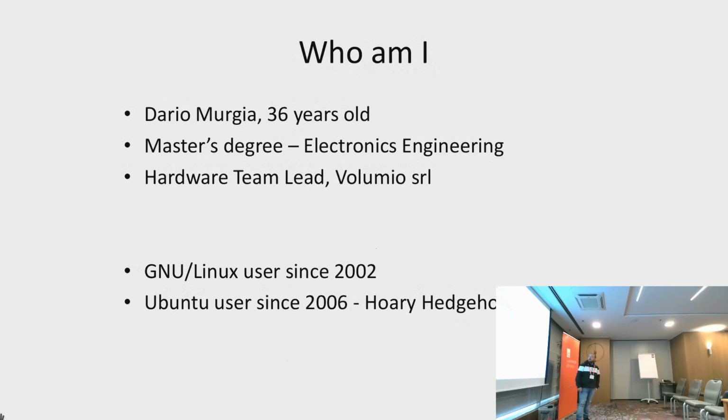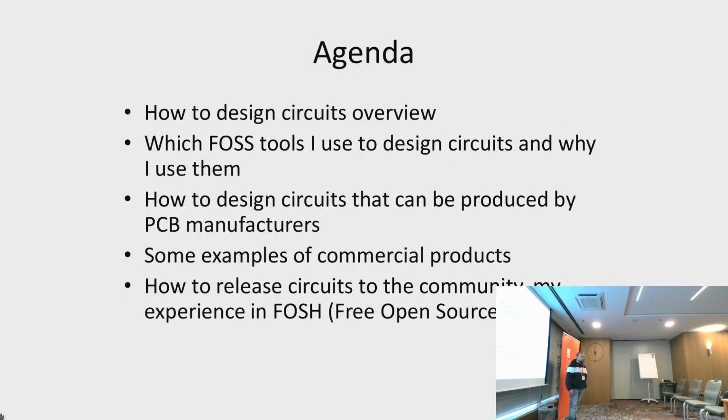Who am I? My name is Dario. I'm Italian, 36 years old. My background is not software related. I'm an electronics engineer, and currently I'm the hardware team lead for Volumio. GNU Linux user since 2002, so quite a long time ago, and proudly Ubuntu user since 2016 with release 5.4. In the beginning it was not my main operating system, but nowadays for my daily personal and work-related stuff, I do use Ubuntu in one of its flavors.